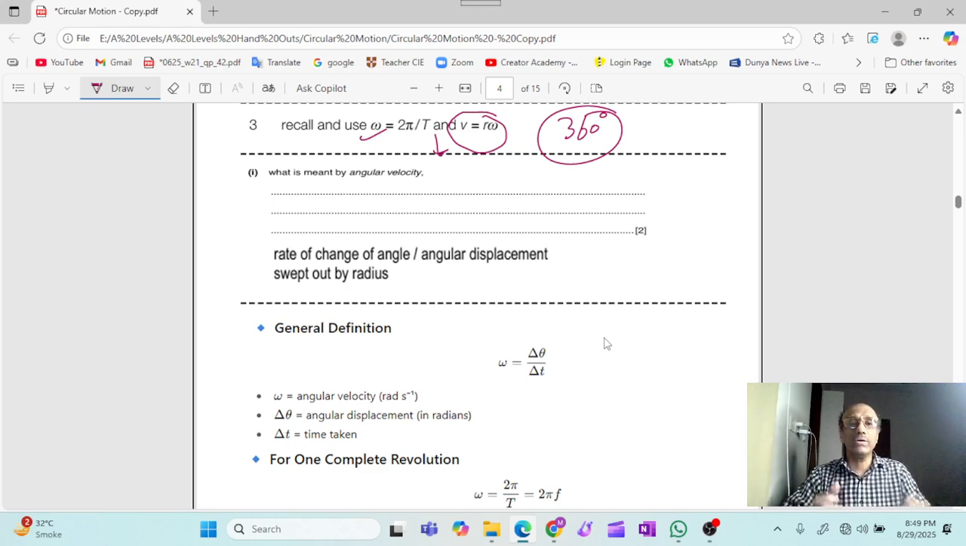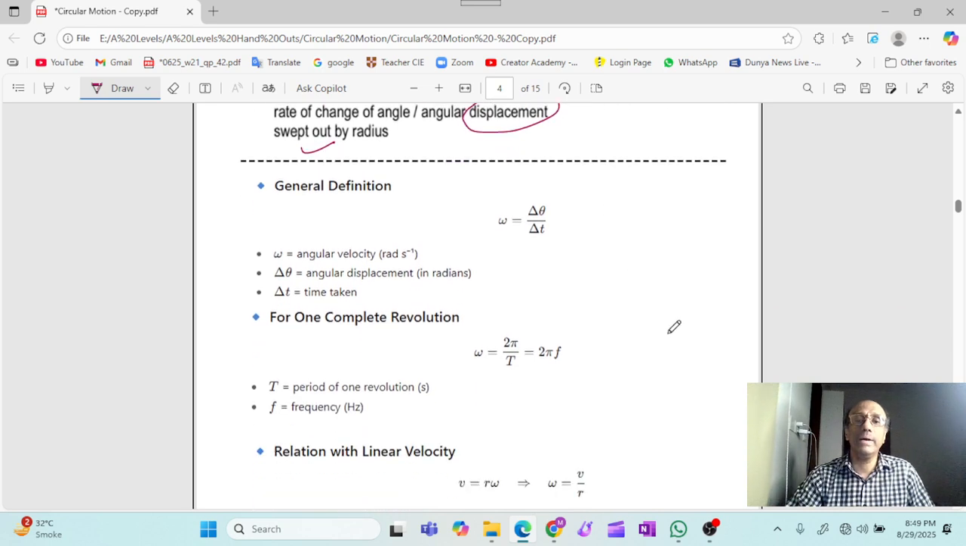So what is meant by angular velocity? It is the rate of change of angular displacement swept out by the radius. Why have we used the term displacement? Due to the involvement of the angle. After that, the general definition: omega is equal to delta theta over delta t.